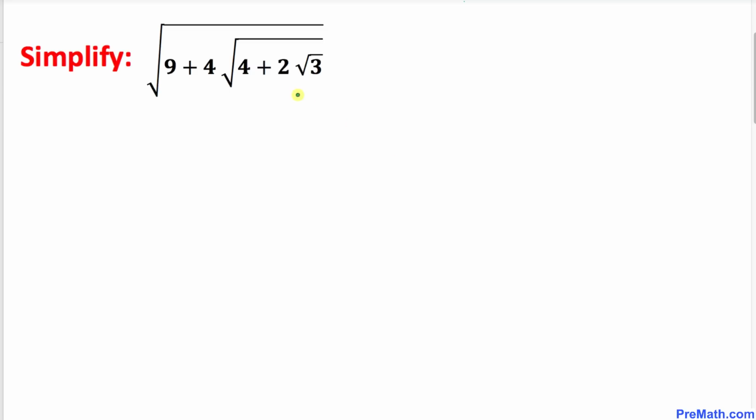Welcome to Premath. In this video tutorial, we are going to simplify this given nested radical problem: square root of 9 plus 4 times square root of 4 plus 2 times square root of 3.